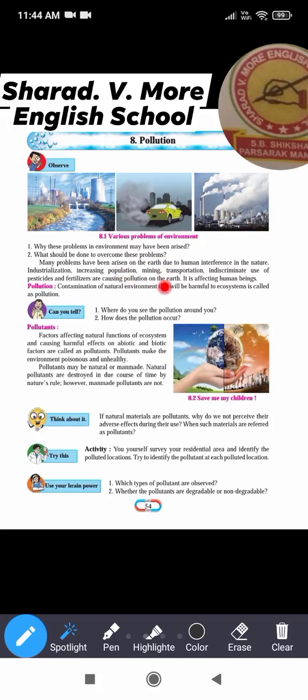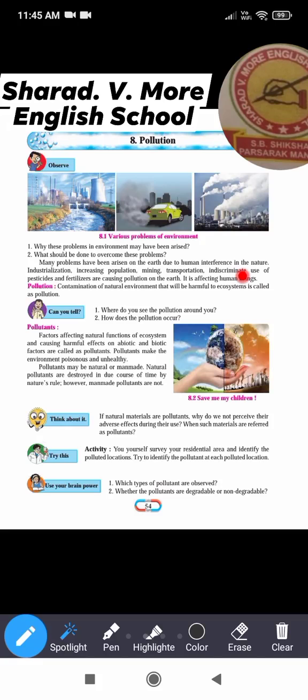Mining means to dig out elements and compounds from the earth, for example coal, sulfur, and different types of salt from the earth's crust. This is called mining. Transportation includes roadway, waterway, and airway transportation, meaning carrying goods from one place to another place.